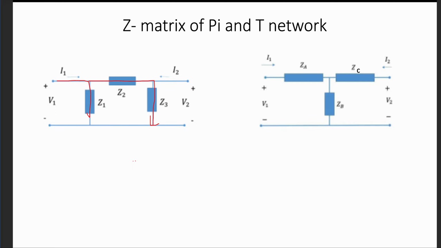And this T network is really simple actually. You can calculate it without even using a pen. You can just see it and tell directly what is the Z11. So would anyone like to tell what is the Z11 just by looking at this T network? No one?